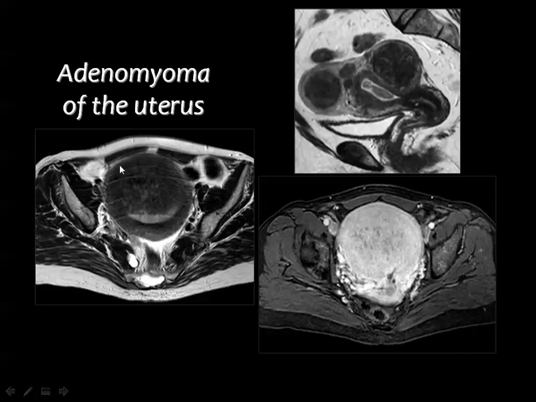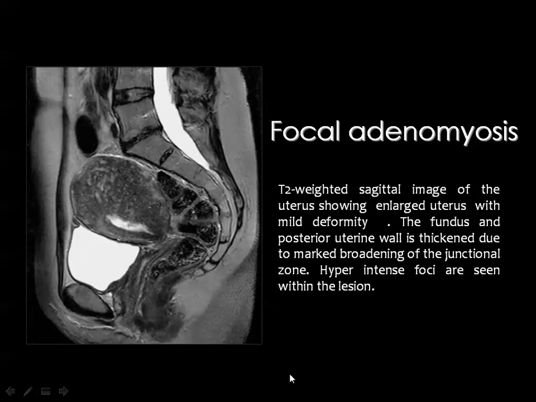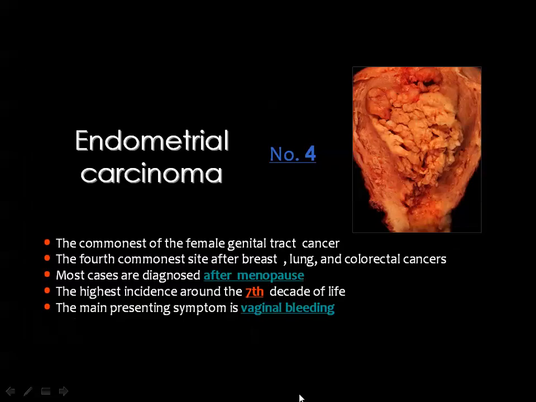And here is the difference between adenomyoma and the leiomyoma or the fibroid. You see the well definition of the margin. Both lesions, the adenomyosis and the uterine fibroid, will enhance with contrast. And this is also a focal adenomyosis affecting the uterine fundus and the posterior wall, showing the classic presentations. Then we come to endometrial carcinoma, which is considered the malignancy number 4 after the breast, the lung, and the colorectal cancers.